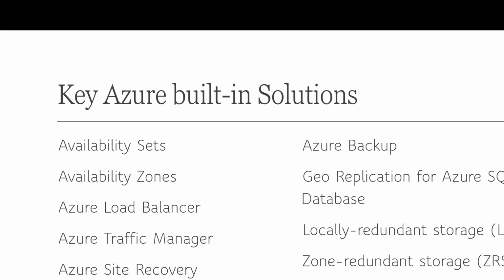Zone redundant is something within the storage. If you have Azure availability zones, if the data center or the region is zone ready, then you get zone redundant storage, which means that copies will be across zones instead of in the same, let's say, building. And then geo redundant is across geography.